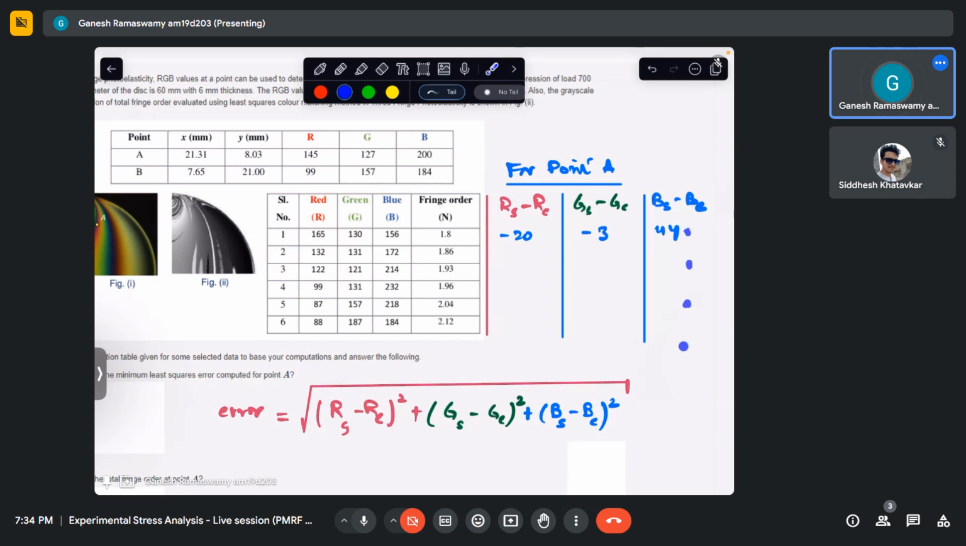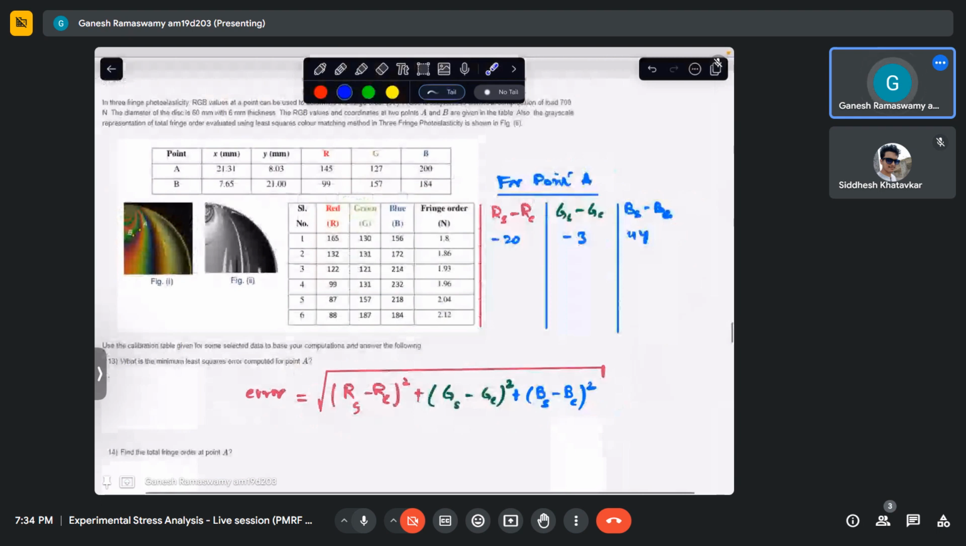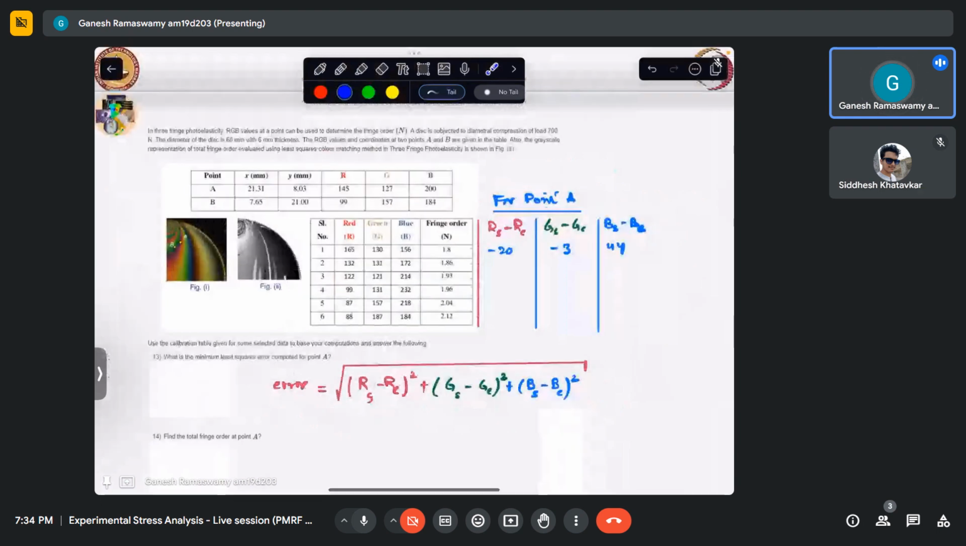So based on this, we will see where the least error comes and assign that fringe order to point A. So this is the theory behind this. But in the interest of time, since we have just reached digital photoelasticity, we still have to look at some problems from photoelastic coating, brittle coatings, and strain gauges. I'll move on. I hope that this is clear. This we have already solved in one of the live sessions, so you can just try it out on your own.